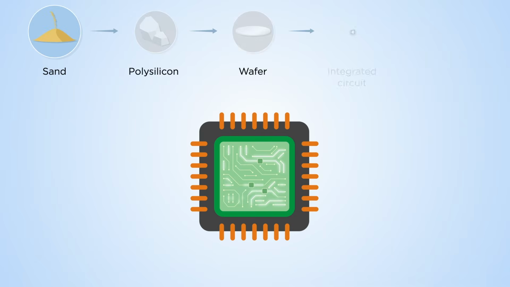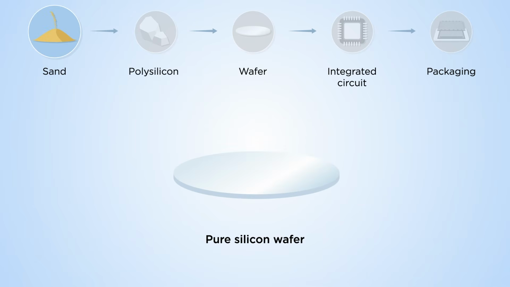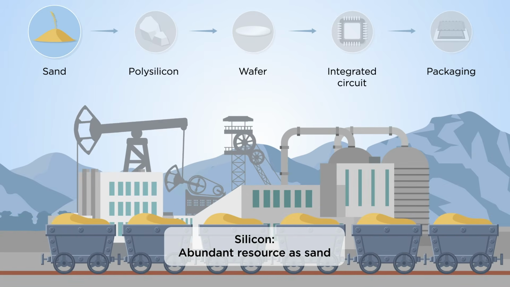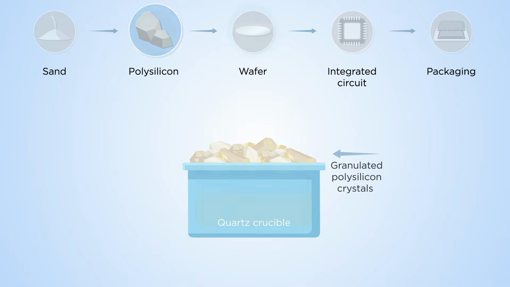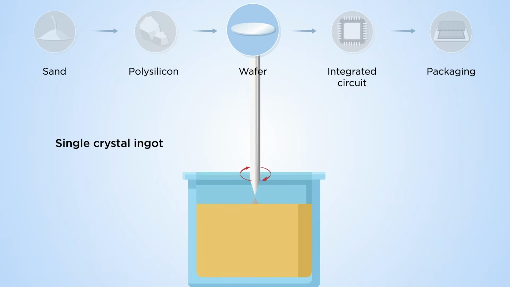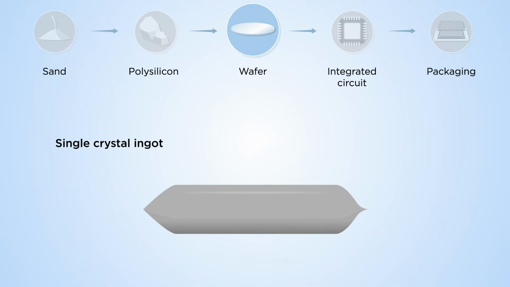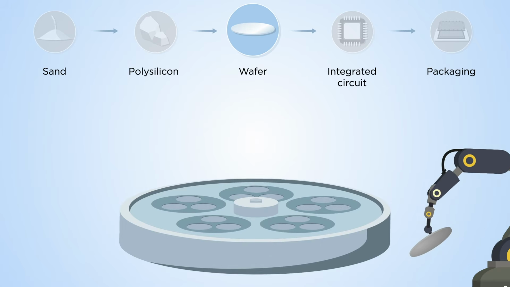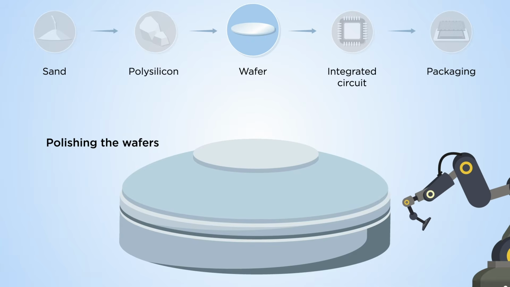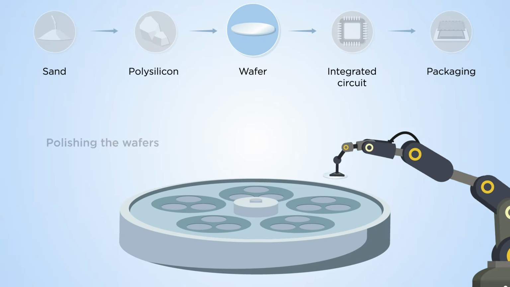The starting material of an integrated circuit is a pure silicon wafer. The raw material is abundant on Earth in the form of sand, or silica. Heat is applied to purified sand in the presence of carbon to remove unwanted oxygen and produce granulated silicon crystals. A pure silicon seed crystal is dipped into hot, melted silicon. As it's slowly pulled up and rotated, silicon from the melt sticks to the seed, forming a single crystal ingot. Each ingot is sliced into thin wafers, which are carefully polished to create a smooth and flawless surface. These silicon wafers are the starting point of integrated circuit manufacturing.